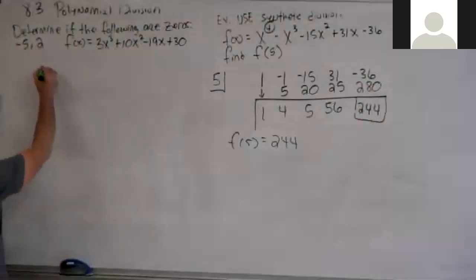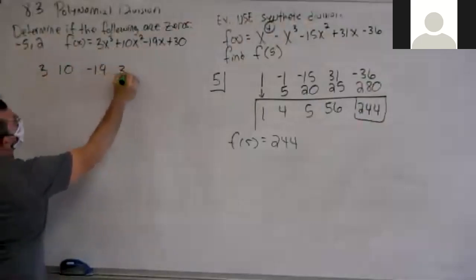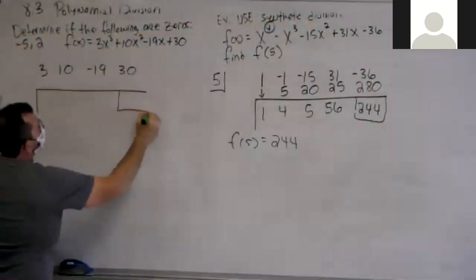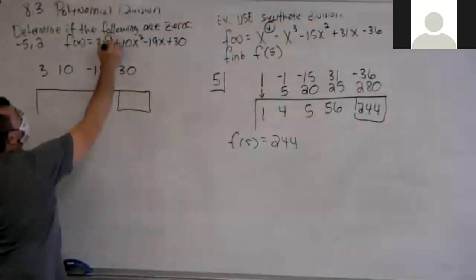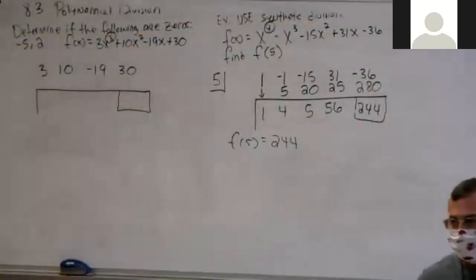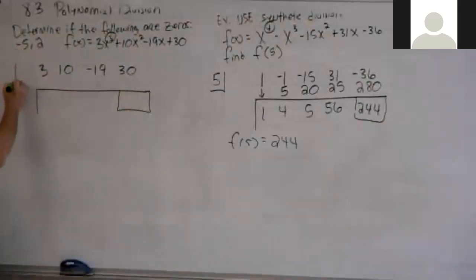So let me write my coefficients. I've got me a 3, 10, -19, and a 30. Now this one, when it asks you for the degree, it is a 3 because that's your largest exponent. Okay. All right, so the first C I'll check is going to be the -5.